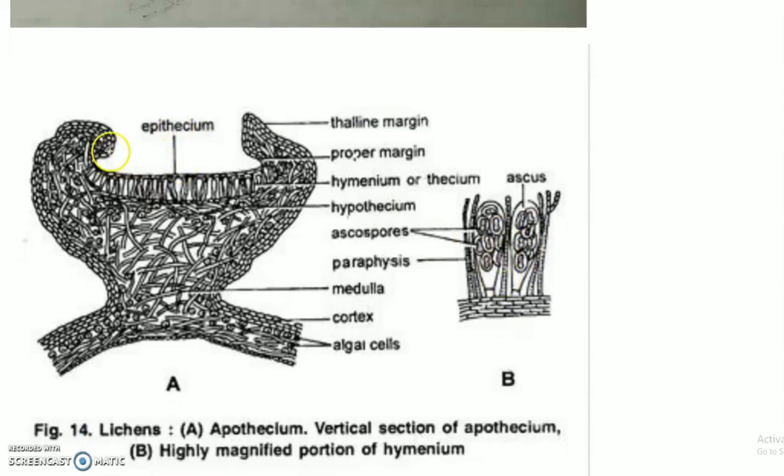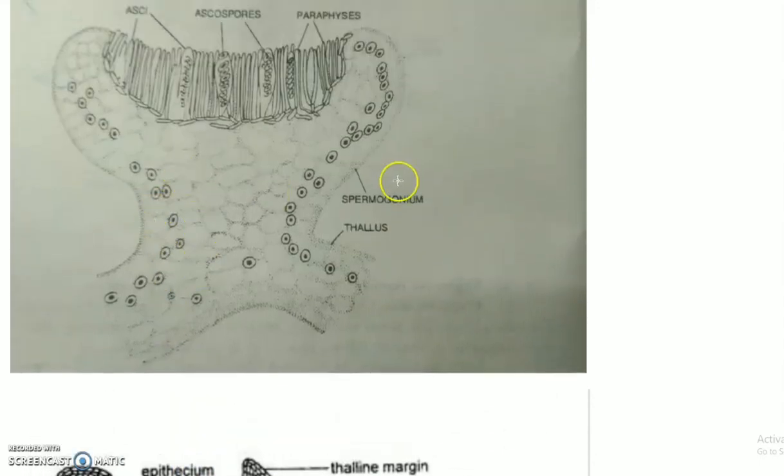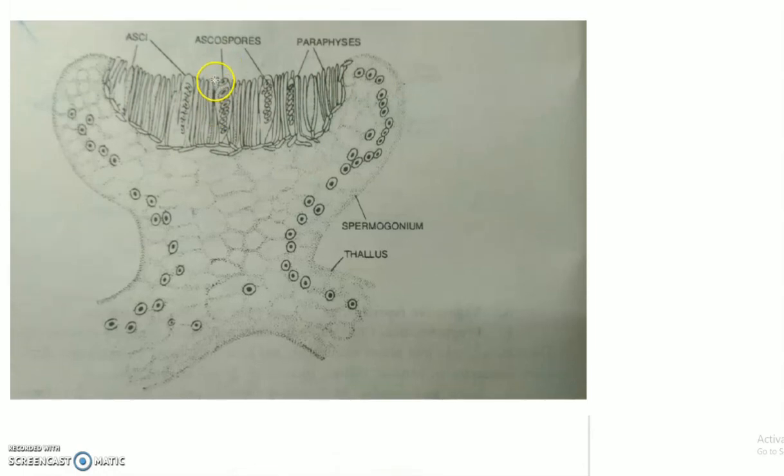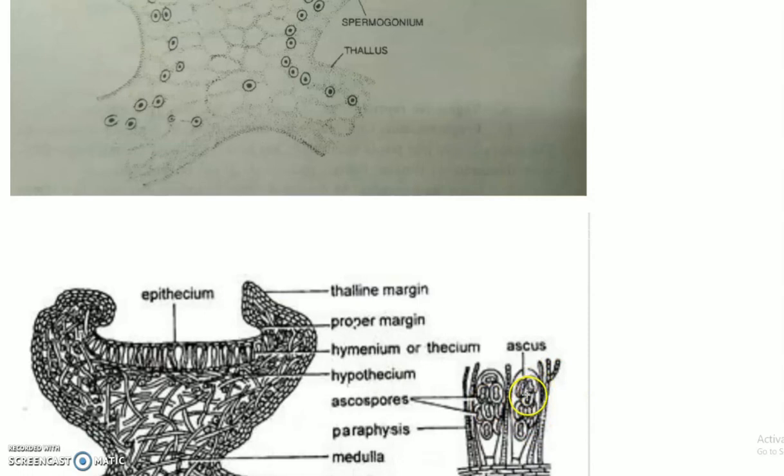See, the apothecia, in the structure of this apothecia, there is no role of algal partners, but only fungal partners take part. These are toward the upper cortex, the ascospores, and in the asci there are ascospores formed, and the paraphysis are the protective layer. So when these spores germinate, there is formation of new lichens.